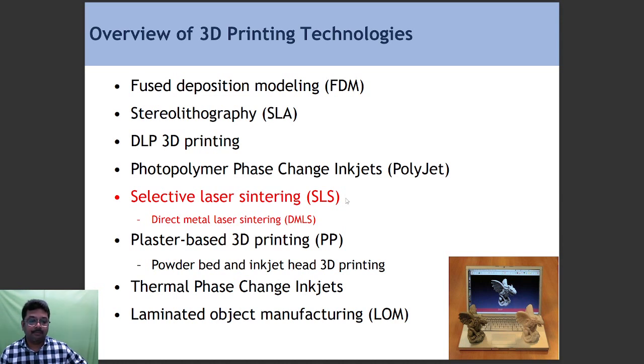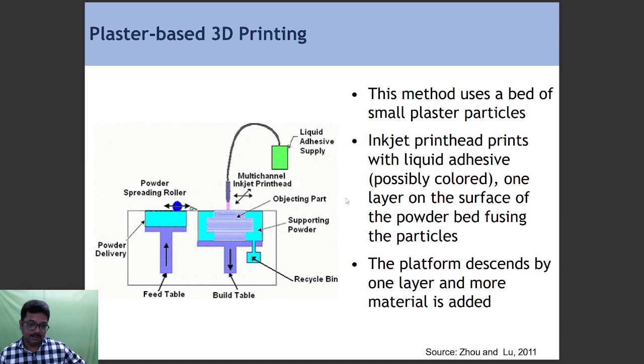Then, plaster-based 3D printing technology. In this technology we use a multi-channel inkjet print head, which supports mixed-color products. This plaster-based process doesn't require a large amount of laser power. A simple laser is enough to get the power to build this material into a product.